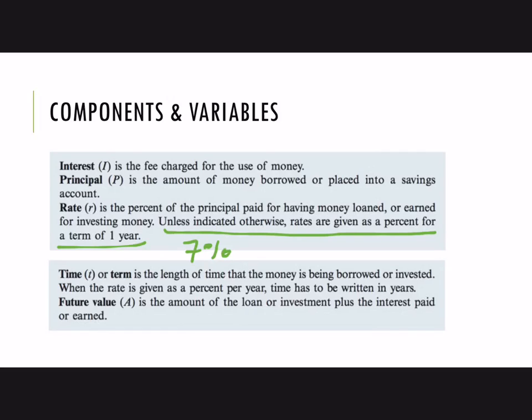Time, or the term, represented by lowercase t, is the length of time that the money is being borrowed or invested. So you may see a 10-year annuity, and we have some money being invested for a total of 10 years. Then the future value, represented by A, is the amount of the loan or the investment plus the interest paid or earned. So if this is a bank account and you want to know what's the future value of the account in 10 years, there should be whatever you put in there, that's like your investment, plus whatever interest you earned during that time.